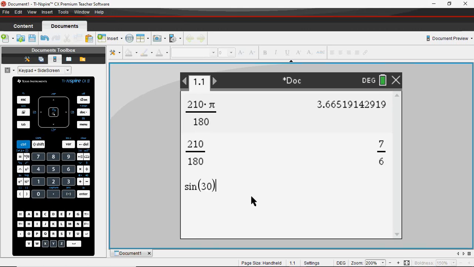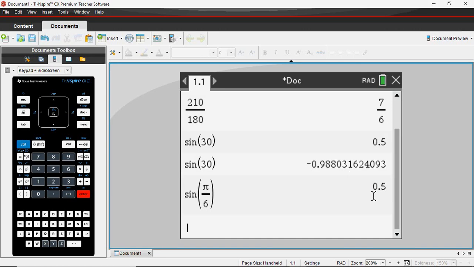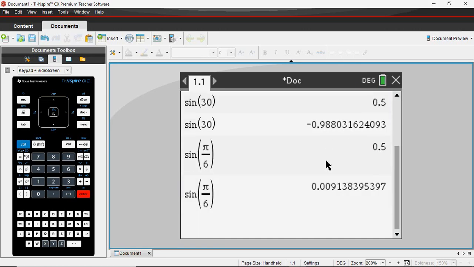So when I ask the calculator, what's the sine of 30, and I'm in degree mode, I get 1/2. If I'm in radian mode, I get garbage. But if I ask it, what's the sine of pi over 6, it'll tell me it's 1/2, unless I'm in degree mode, in which case it'll give me garbage. I mean, this is technically a correct answer. It's just telling me the sine of pi over 6 degrees happens to be this very, very small decimal.